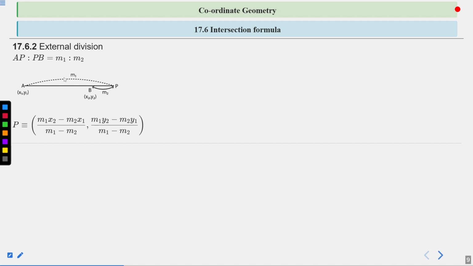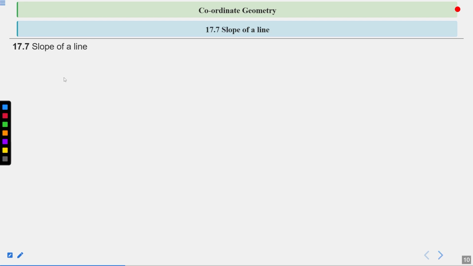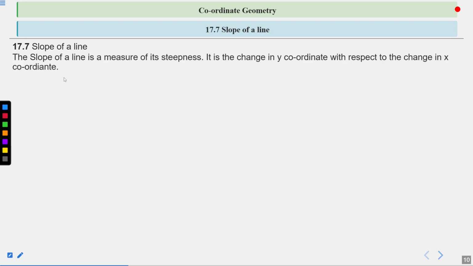Next, slope of a line. The slope of a line is a measure of its steepness. It is the change in y coordinate with respect to the change in x coordinate. So the slope of a line is represented by m, which we know as tan theta. We always know the slope as tan theta. So the tan theta formula becomes y2 minus y1 upon x2 minus x1.